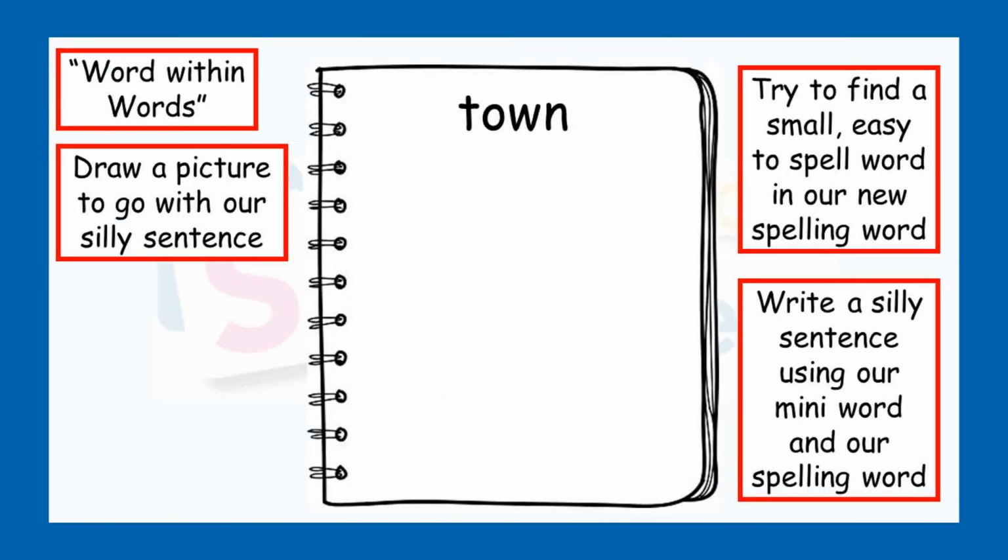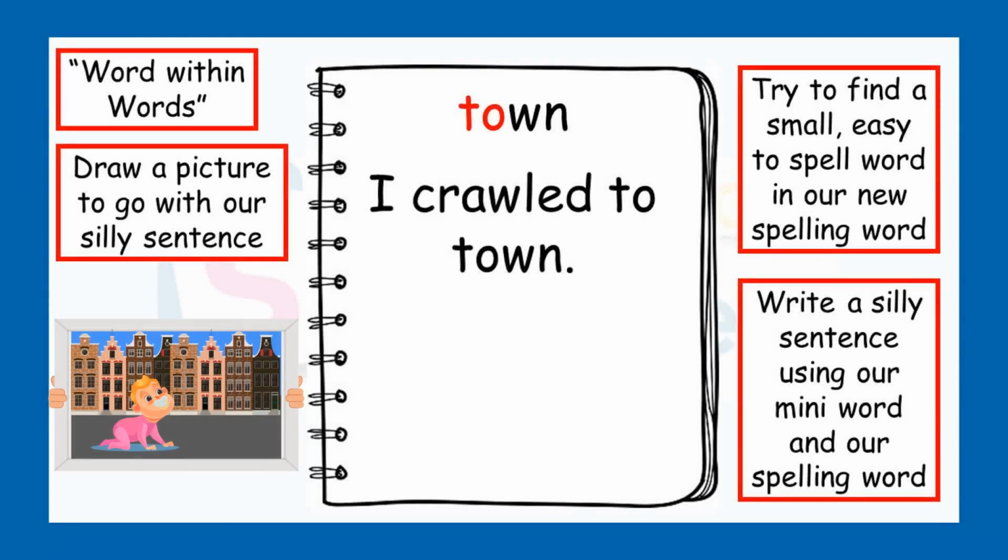Let's try another one. Your next word is town. So again, follow the steps and see if you can use the words within words strategy for the word town. Pause the video and give it a try. Well, how did you get on? Here's what I went for. I found the small word to, so I wrote the mini sentence of I crawled to town. And of course, here's the picture that I drew to help me remember this sentence.